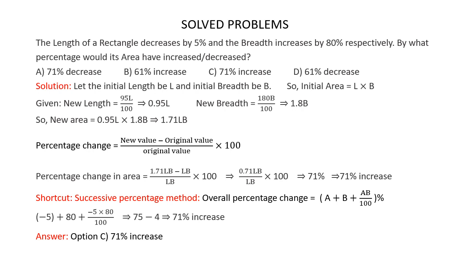Now substituting these values in the formula, here we get overall percentage change is equal to minus 5 plus 80 plus minus 5 multiplied by 80 divided by 100. On solving this, we get the overall percentage change as 71%. Since it is a positive value, it means 71% increase in area. So the correct answer is option C, 71% increase.